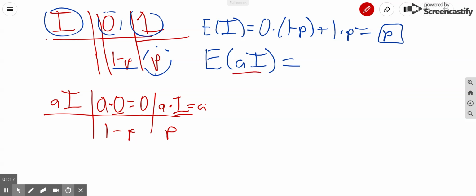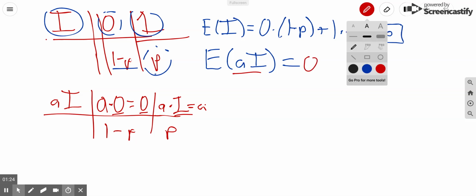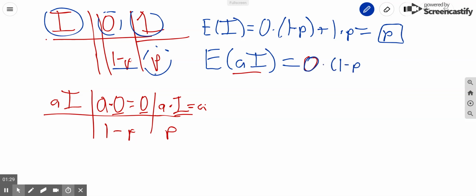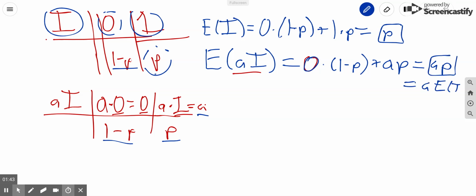So the expected value of aI is going to be, well, there are two values. You could get a 0, and that was with the probability 1 minus p. Or you could get an a, and that happens with the probability p. And that just boils down to ap. In particular, it's a times the expected value of I. And this is super nice. Basically, it says that you can just factor out the a.